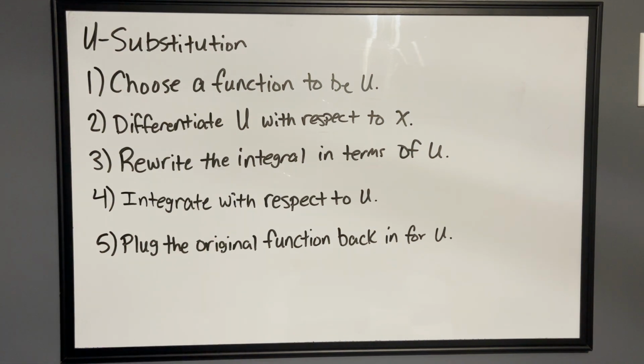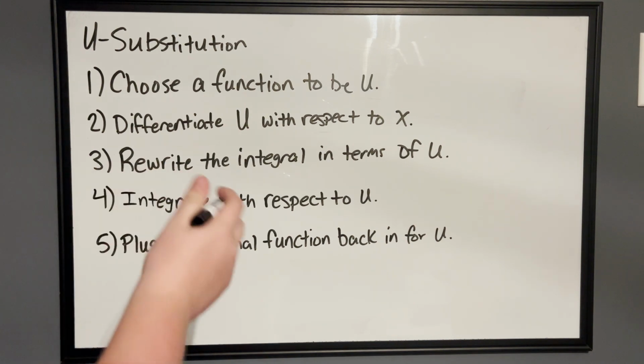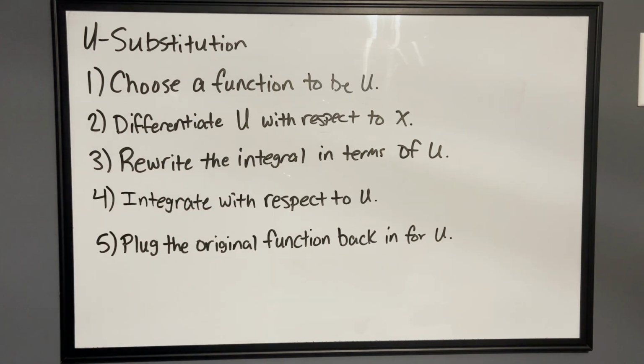So there's a process to it. I think reading it with the words is a lot more confusing than actually doing it. So we'll do a couple of examples. But essentially, you're going to start out choosing a function to be your u. So once you do that, you're going to differentiate the u with respect to x. That'll give you a du equals something dx. And then you're going to solve for dx so that you can plug back in. And that's how you can rewrite the integral in terms of u.